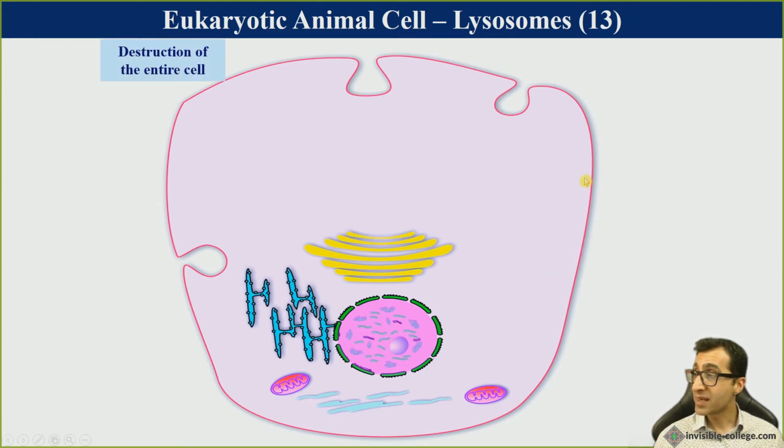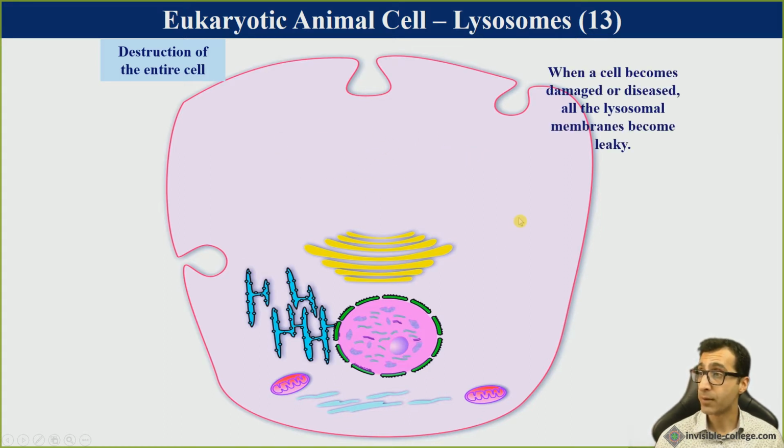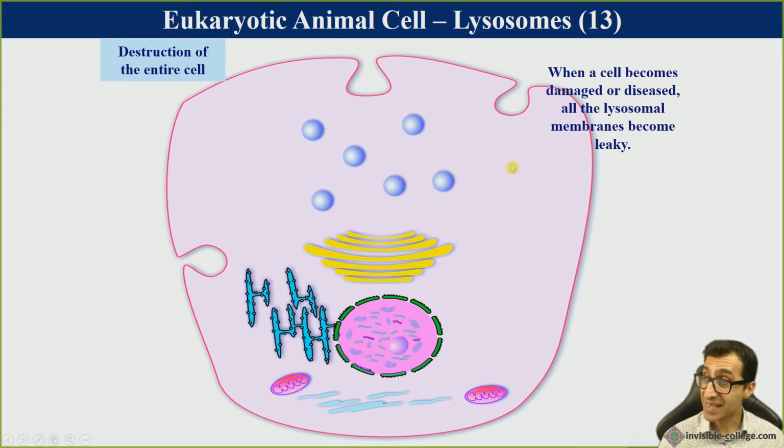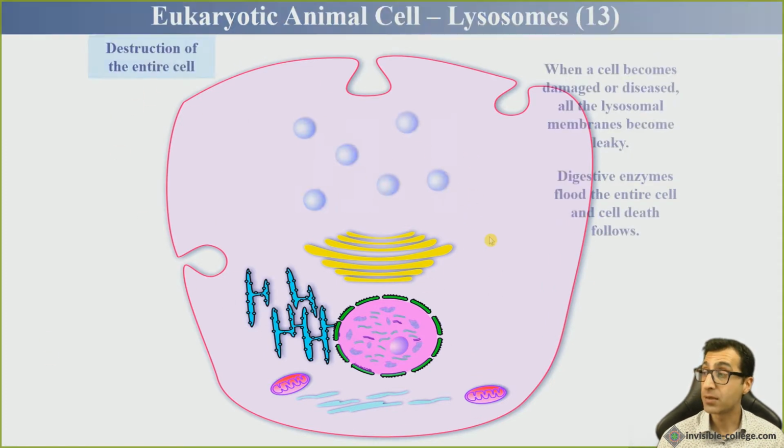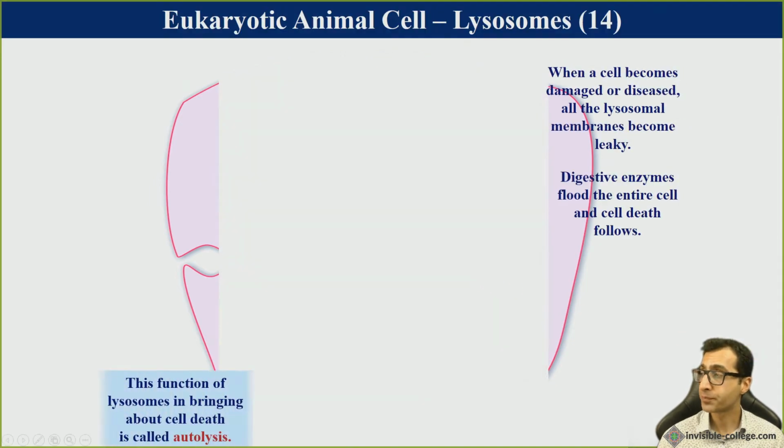Now, when the entire cell becomes diseased or damaged, the entire cell can be destroyed by the action of lysosomes as well. Once a cell becomes diseased or damaged, the membranes of the lysosomes become leaky and permeable, and then the contents of the lysosomes leak outwards into the cytosol, where they start to break down all of the internal organelles of the cell and essentially kill that cell and break it down.